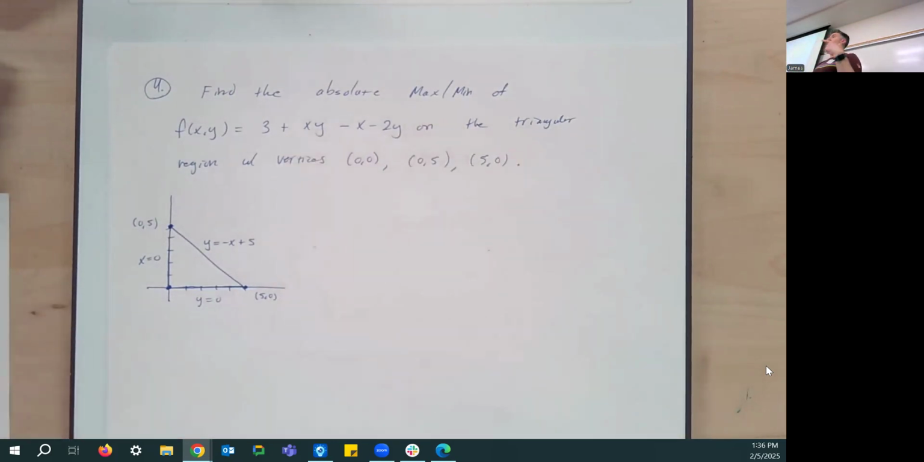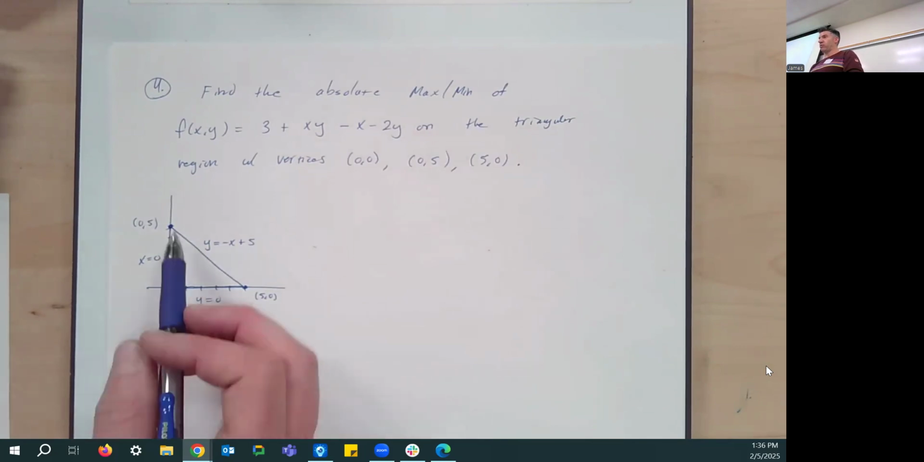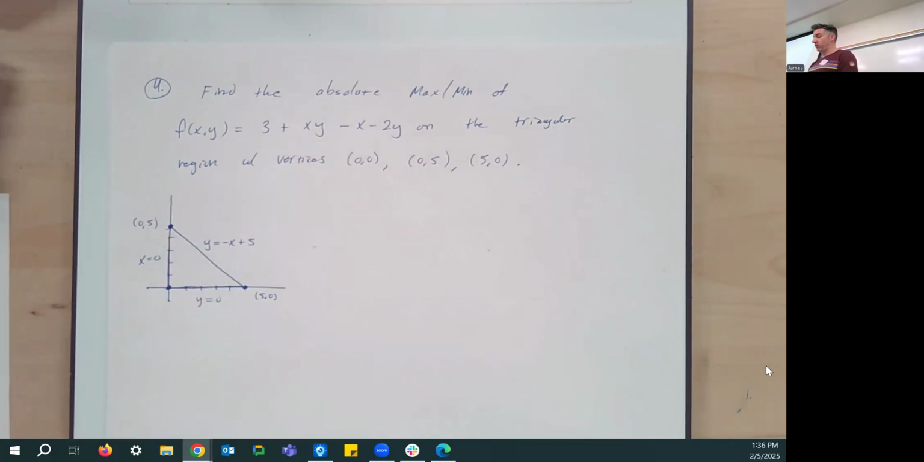So with finding absolute max and mins, we have to find the critical points, the regular ones. We have to look at the corners, and then we also have to look at the extrema on each boundary, meaning we have 3 boundaries we're going to have to check out. Let's just find the regular critical points first.